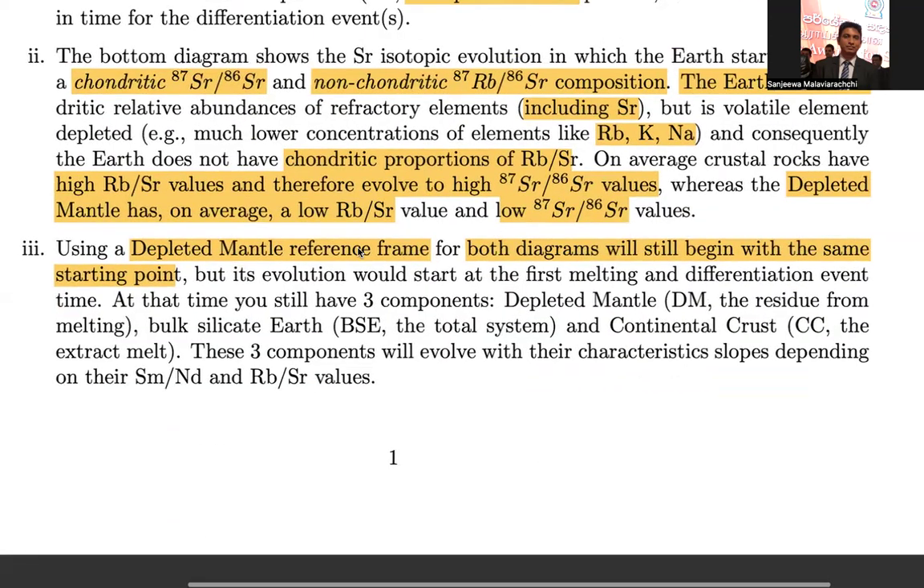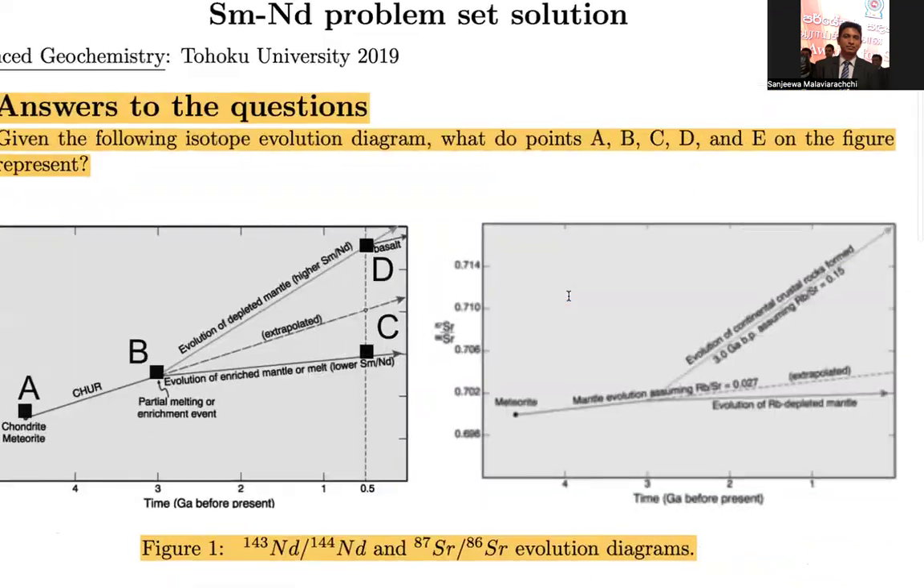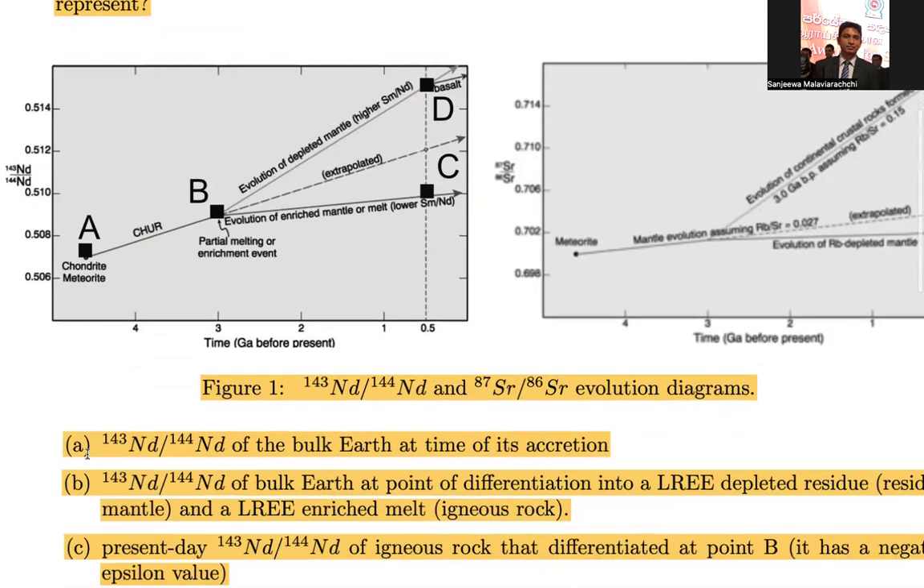So the starting point is the same, but its evolution would start at the first melting and differentiation event time, right? So you might consider its evolution as starting from here. That is what I mentioned before. You can delete this section, but it is not necessary. You can have that also, but it doesn't matter. You can just start from this point B onwards, showing the depleted mantle like this, and extrapolation like that.